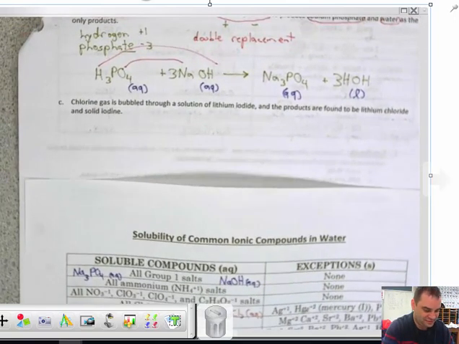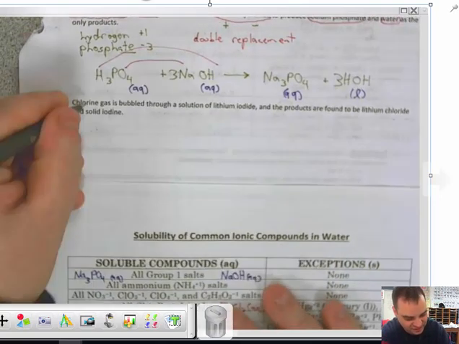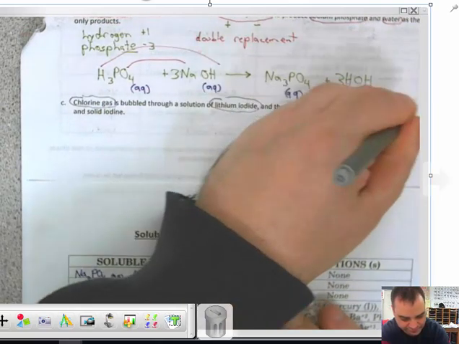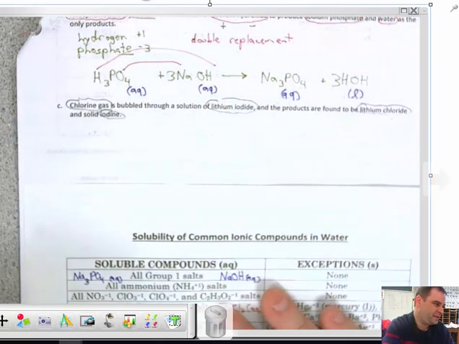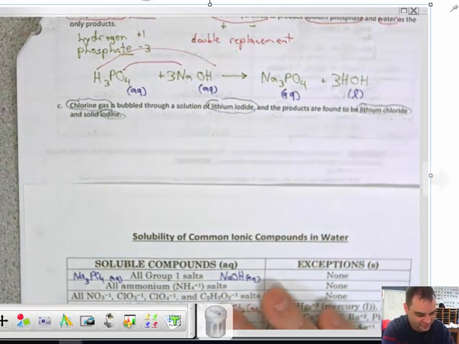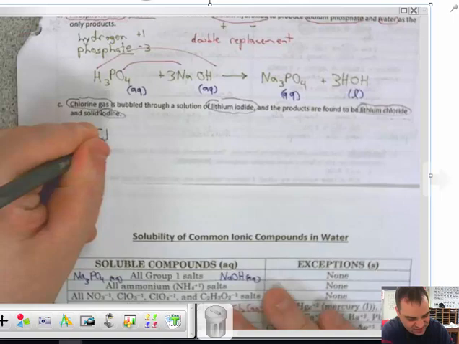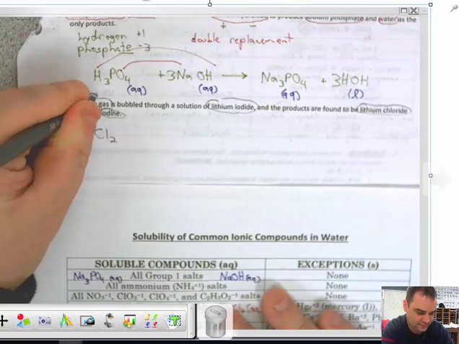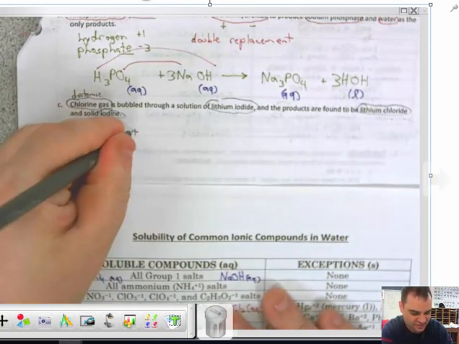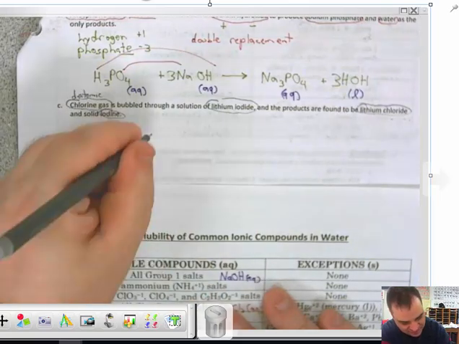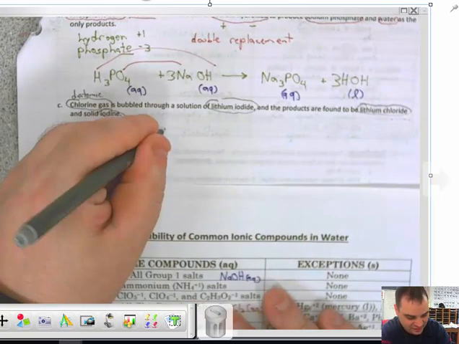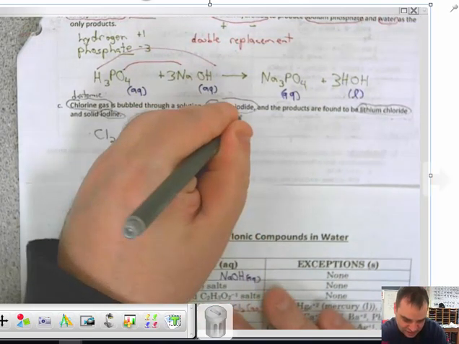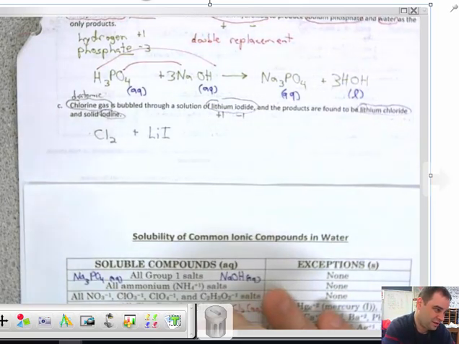Okay, next one here. See if you guys can do these. I will circle the chemicals first while you guys are trying. Chlorine gas. Chlorine gas is Cl2, because remember, chlorine is a diatomic. Plus lithium iodide. Lithium is Li, iodide is I. Check the charges. It's ionic. +1 and -1. The correct formula is LiI.